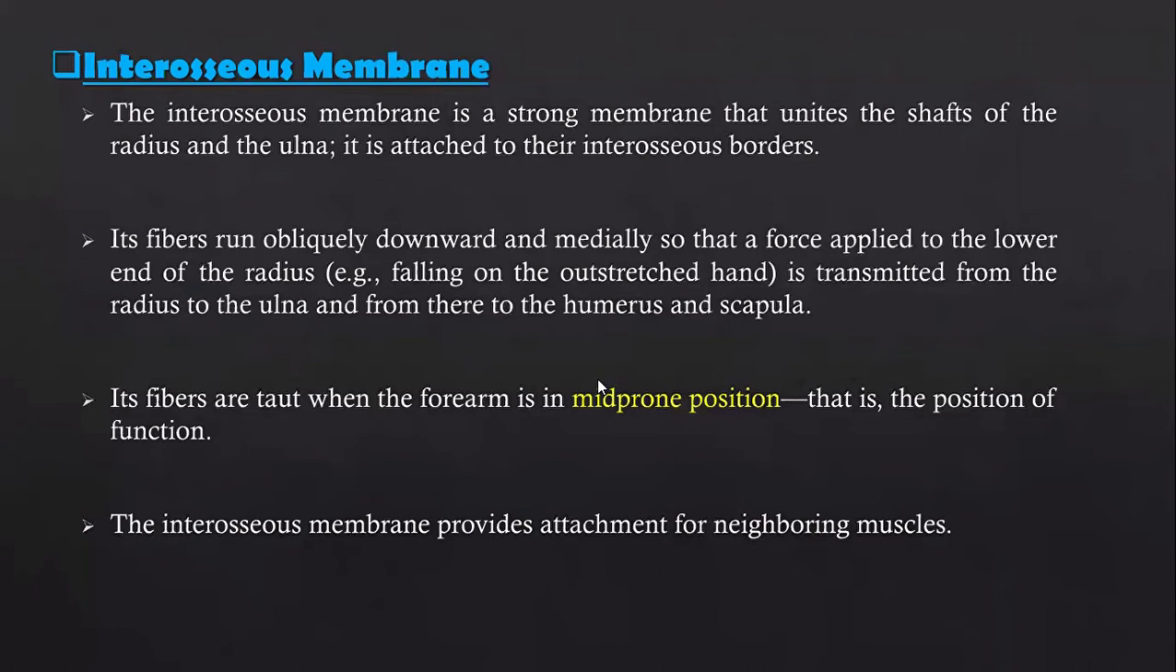So its fibers run obliquely downward and medially, so that a force applied to the lower end of the radius, for example, falling on the outstretched hand, is transmitted from the radius to the ulna and from there to the humerus and the scapula. The fibers of the interosseous membrane are taut when the forearm is in the mid-prone position. That is the position of function. The interosseous membrane also provides attachment for the neighboring muscles.